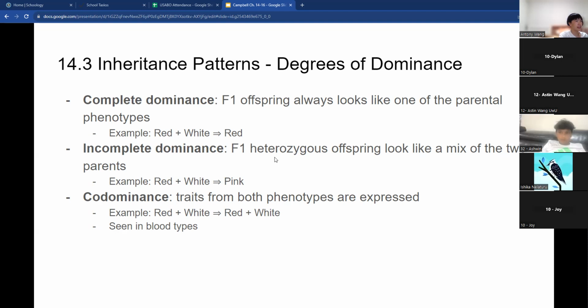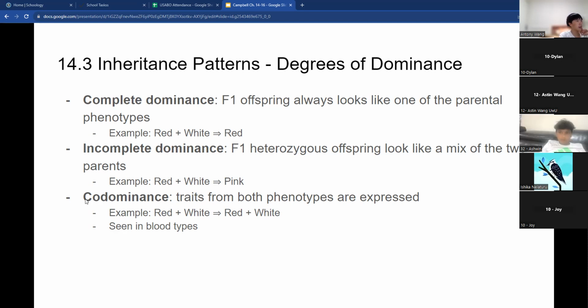Incomplete dominance is when you have a heterozygote individual with a red allele and a white allele. They combine, you blend the traits, and you see a pink flower. In this case, both alleles code for proteins, both have functions, and as a result, the offspring will look like a mix of the two parents. Neither allele is completely dominant over the other.